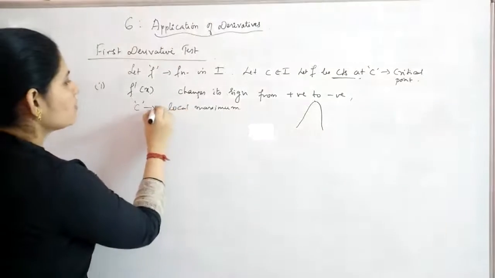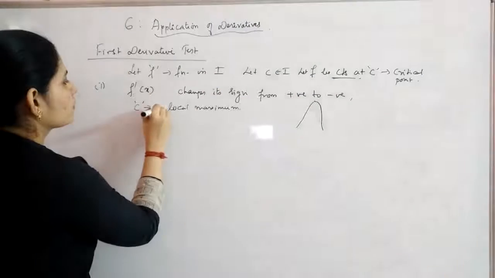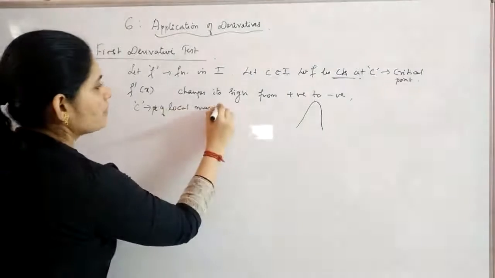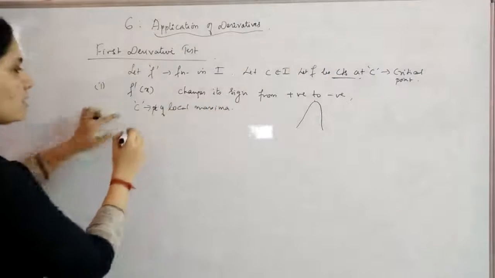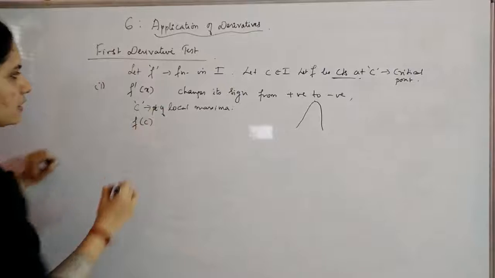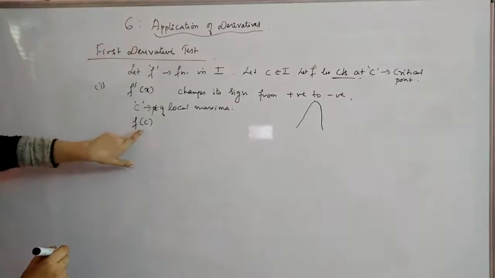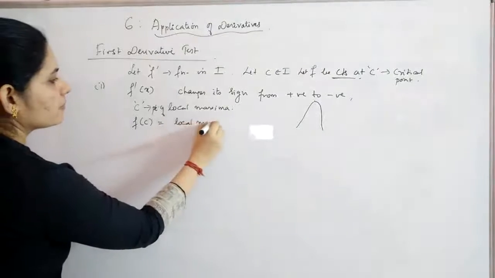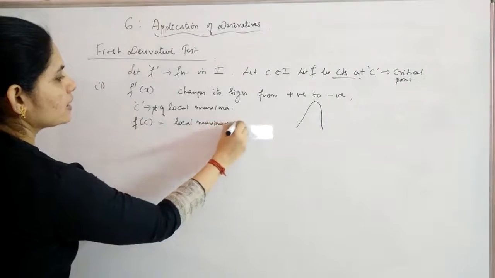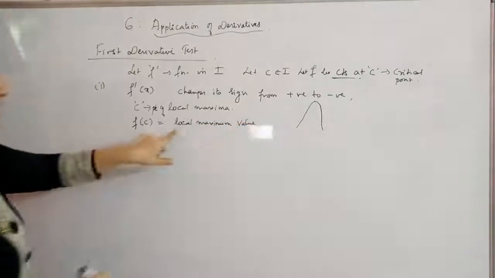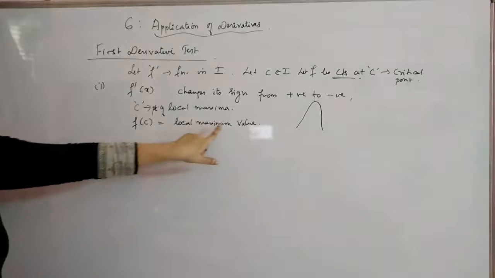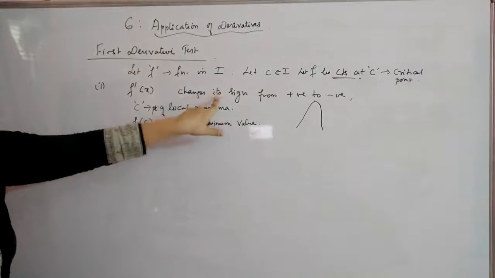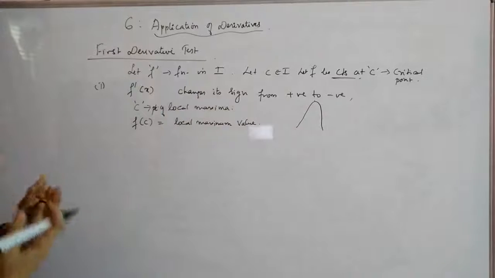and this C is called the point of local maxima, and f of C, that is, in the function you will replace that value to get that local maximum value, not in the derivative, in the function you will get the local maximum value. Understood? When it changes its sign from positive to negative.